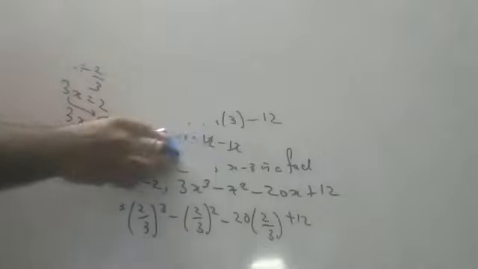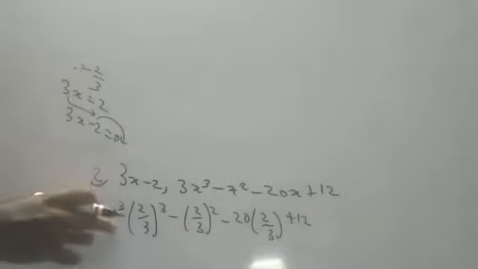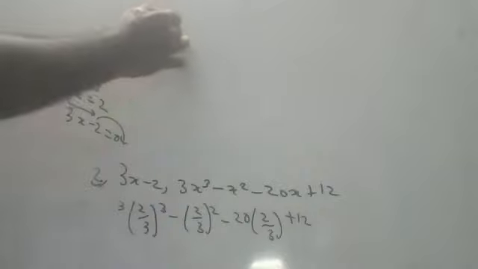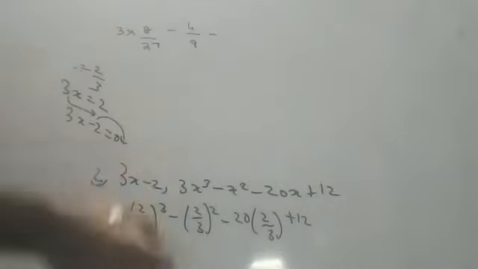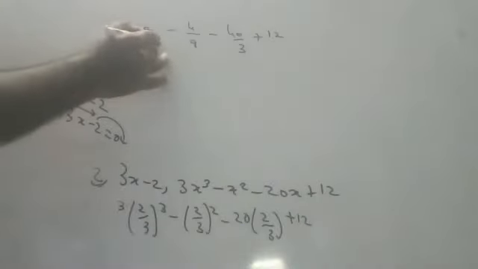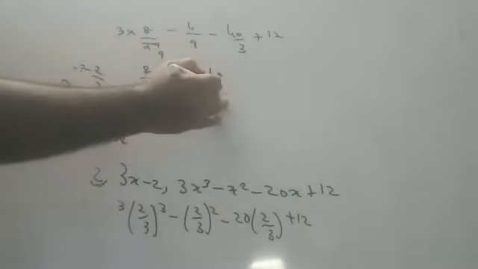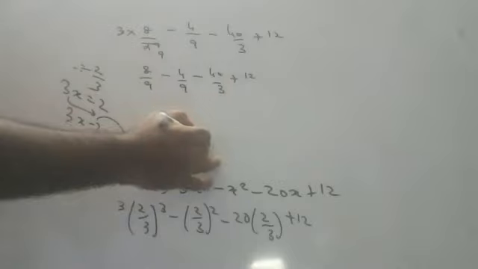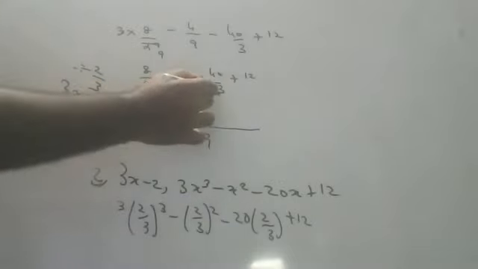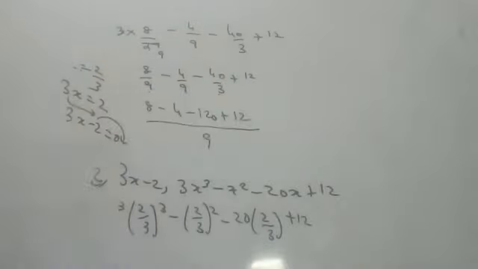Now I'm showing the solution, children. We just have to check whether it is a factor or not. That's all. So 3 into 2 cube is 8, 3 cube is 27, minus 2 square 4, 3 square 9, 2 twenties are 40, 40 by 3 plus 12. Okay, 3 nines are 27, 8 by 9 minus 4 by 9 minus 40 by 3 plus 12. What is the LCM? 9 is the LCM. 9 ones are 9, 1 eight is 8, 4, 3 threes are 9, 3 forties are 120, plus 12.